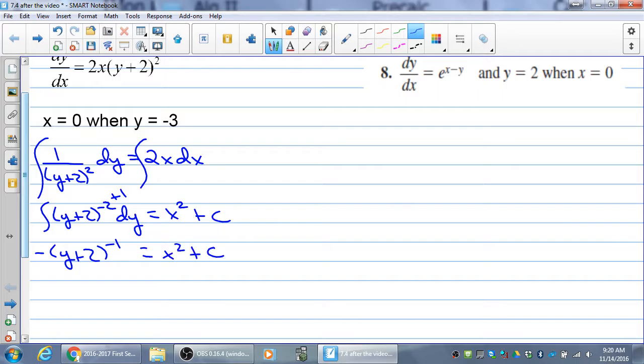Now, as soon as you take the antiderivative, plug in the value. Don't take the antiderivative, mess with the equation, then plug the values in. That's usually a disaster, but not always. Y is negative 3. Negative (negative 3 plus 2) to the negative 1 when x is 0. So we just have c. C is equal to, wouldn't that be negative 1 over negative 1? Because it'd be negative 1 over negative 3 plus 2. So that's 1. C is 1.